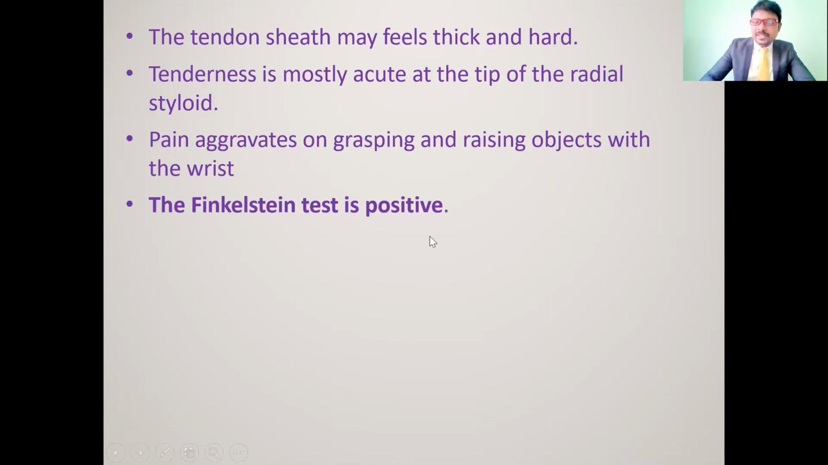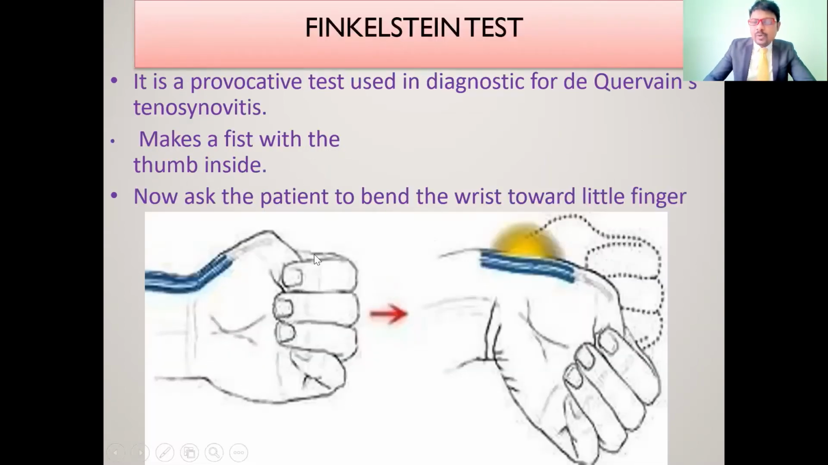In the Finkelstein test, we ask the person to hold the thumb in the adducted position, and then flex the fingers, making a fist. Then ask them to do ulnar deviation, which is the downward movement. If there is pain at the radial styloid process on ulnar deviation, it indicates a positive Finkelstein's test.